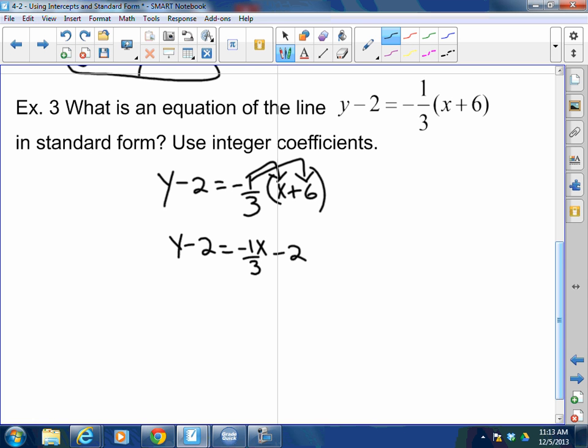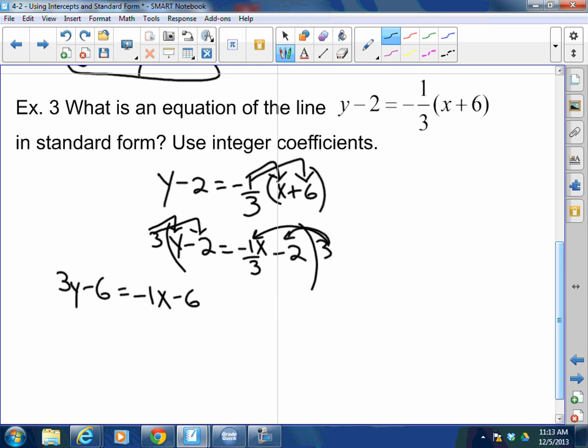The question was, is it possible to get rid of the negative 1/3 first? Yes. Let me finish this way, and then I'll do it that other way, okay? Now, from here, I've got a fraction. I have a 3 in the denominator. How do I get rid of that? And what's the LCD I'm going to multiply to everything here? 3. So this is 3y minus 6, because I distribute, equals 3 times negative 1/3 x is negative 1x. Don't forget the x. And 3 times negative 2, negative 6.